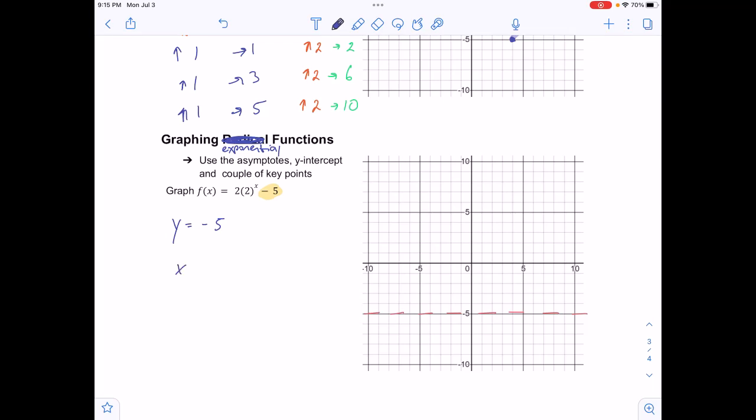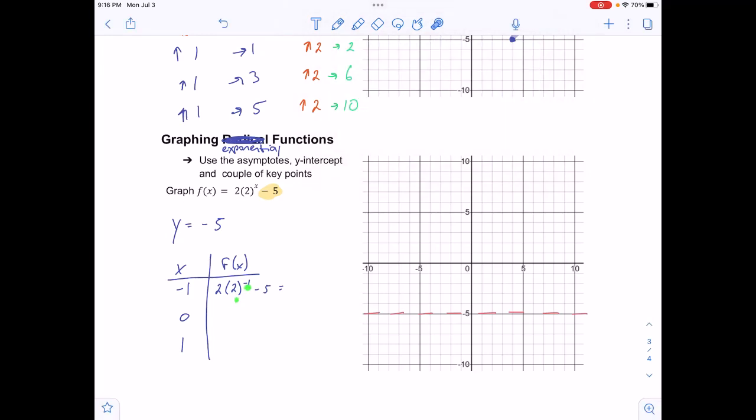So I'm going to create a little table of values here that I can use to find some of the key pieces of information. I'm going to strategically use when x is -1, when x is 0, and when x is 1. Because recall that when x is 0, you're working with your y-intercept there. And literally all I'm going to do is substitute these numbers into my equation and determine what my function is going to be equal to. So when x is equal to -1, I sub it in. I go 2 times 2 to the power of -1 minus 5.